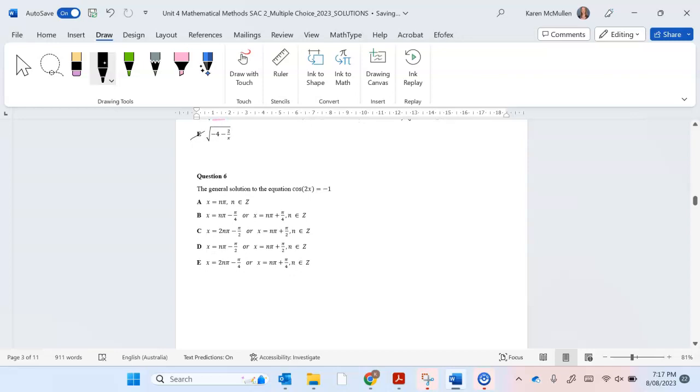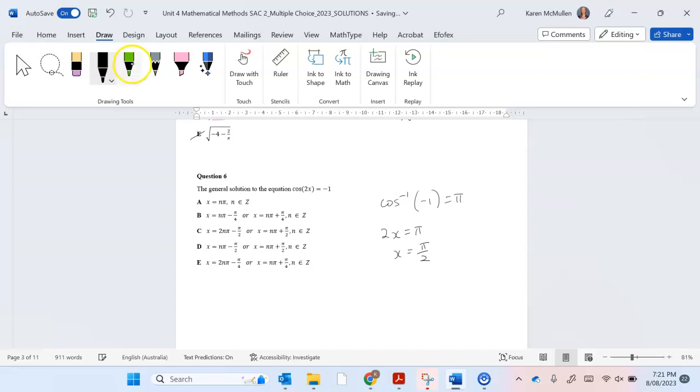All right, your general solution to cos 2x equals -1. You could easily do this on your calculator. Sorry, I had to pause for a while because I had to chat to my son. So inverse cos, let's just say we didn't have the calculator, of -1 is pi. So we've got 2x is equal to pi. So x is equal to pi on 2.